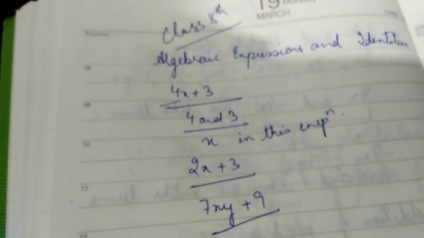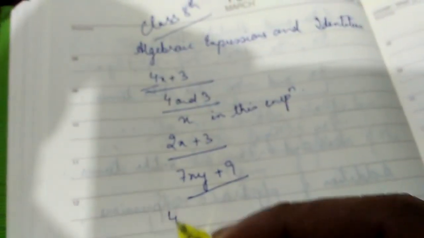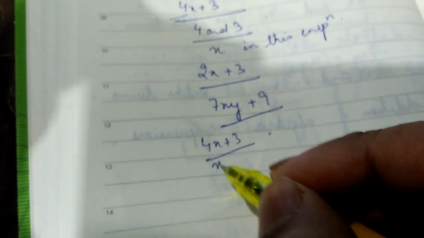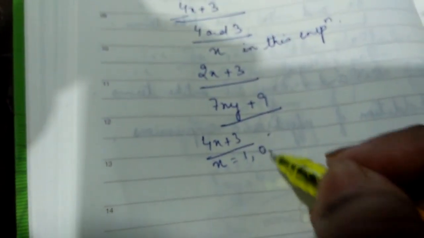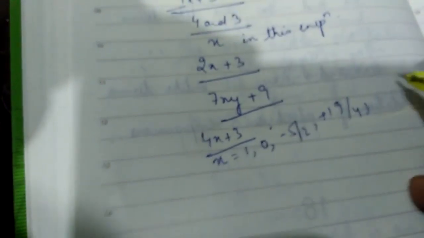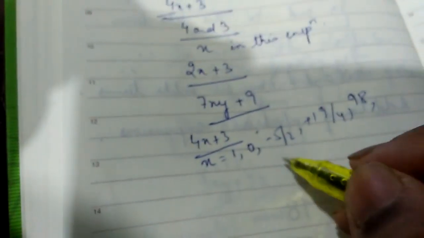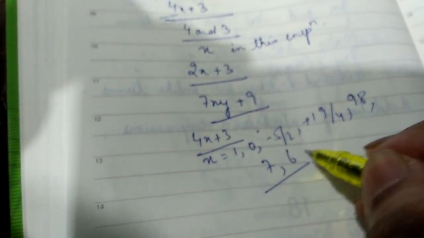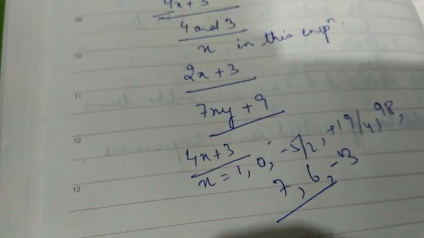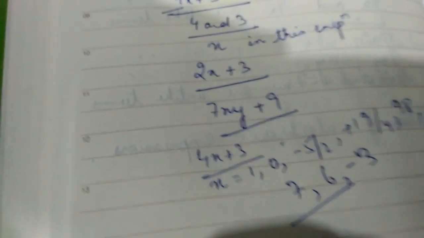Now when we consider the expression 4x plus 3, there can be different values that can be assigned to x. Okay, x can take any value. x can be 1, 0, minus 5 by 2, plus 19 by 4, 98, 7, 6, minus 3, anything. So in an algebraic expression, the variables can take any value.